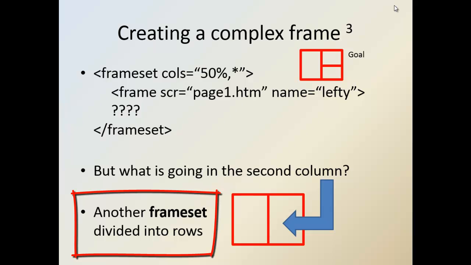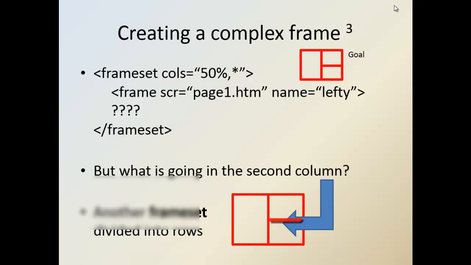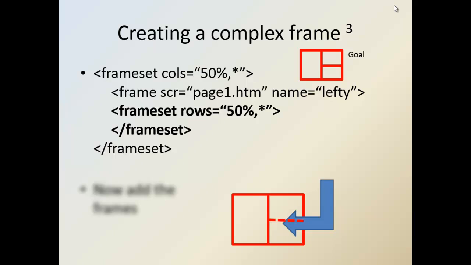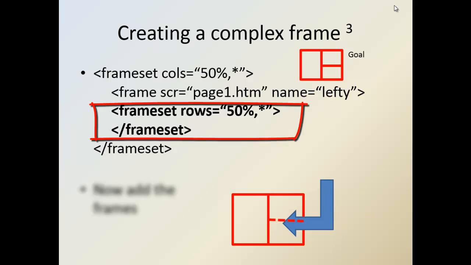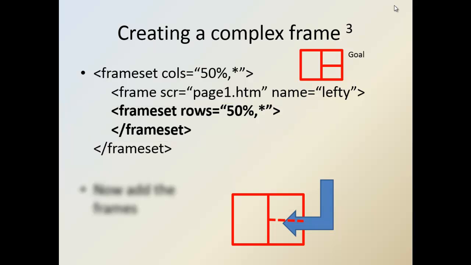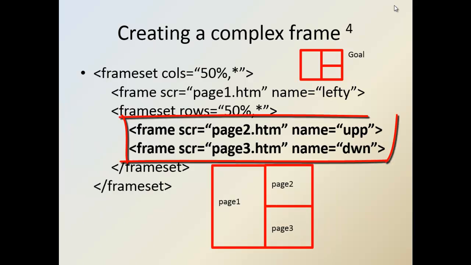Again, another frameset, but this time it will be divided into rows. So we add our frameset, rows equal 50%, comma, asterisk, and don't forget to end this new frameset. Now we can add the frames into the newly carved spaces. Don't forget, unique names, don't use reserved names.